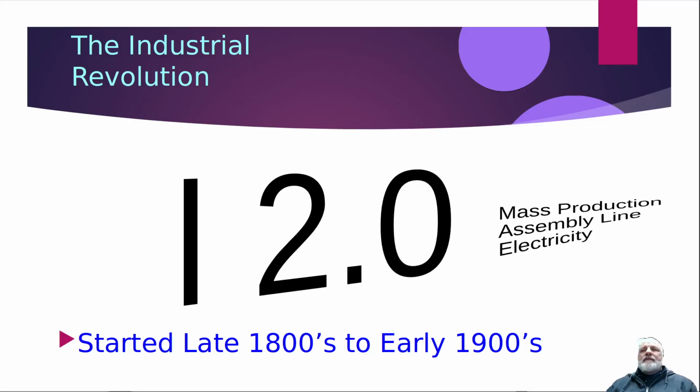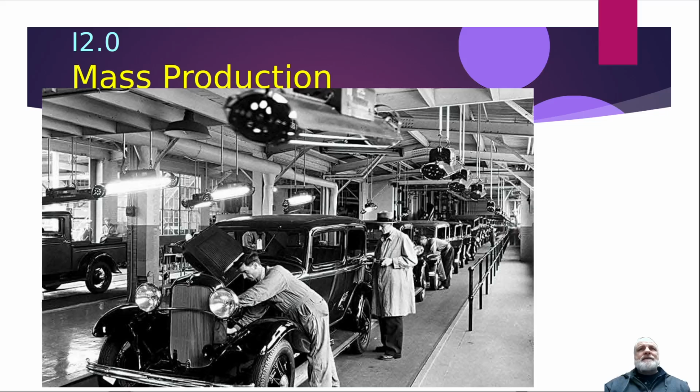So around the late 1800s, we got to what we call now I 2.0, or the second industrial revolution. And there are three big things that occurred during this time frame. One of those was the idea of mass production, the assembly line, and also the use of electricity.